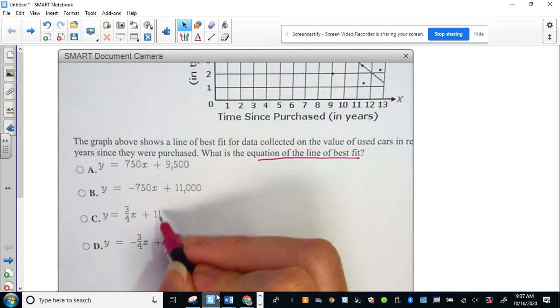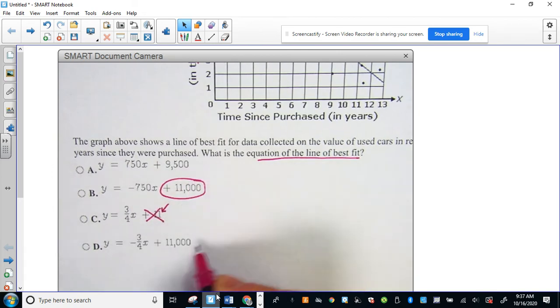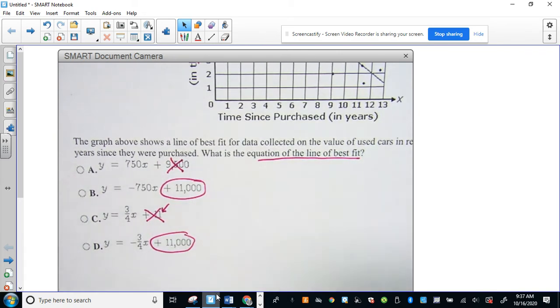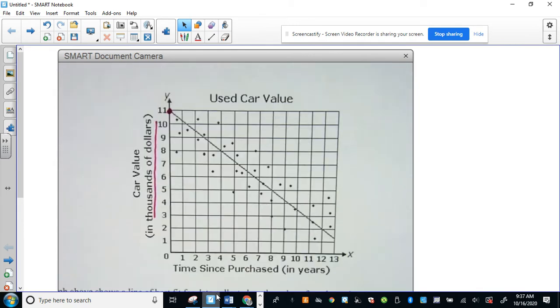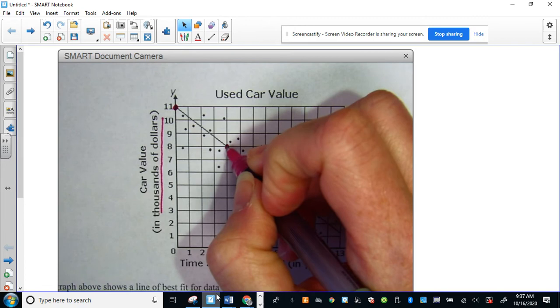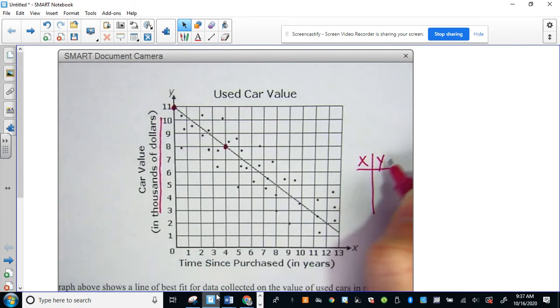So again, look, they tried to trick you. It's not 11, it's 11,000. So these two are options. This one is out. So let's pick another point to do our rise over run. Look for a crosshair. There's one. It's on a crosshair there. So I'm going to pick my 2 points and put them in a table.